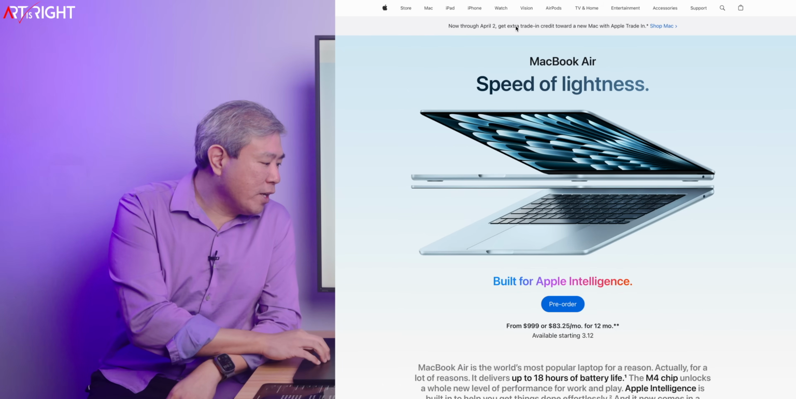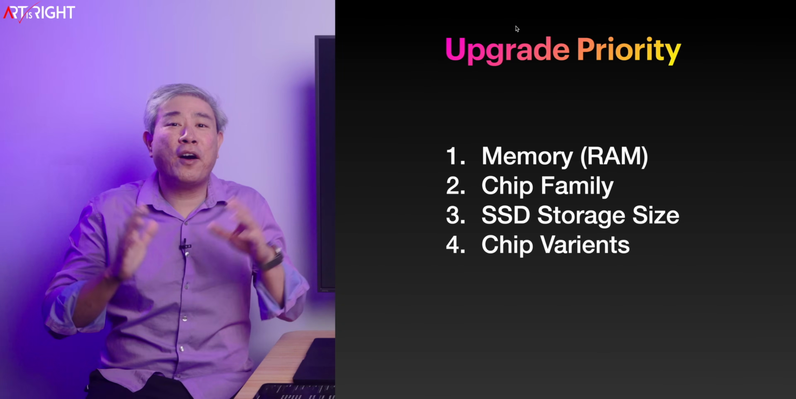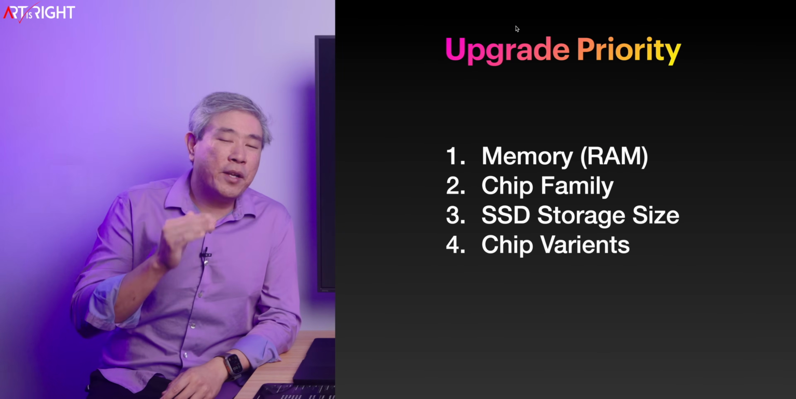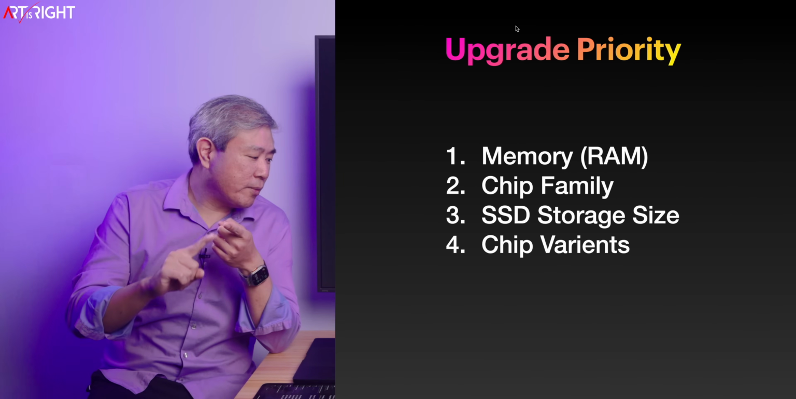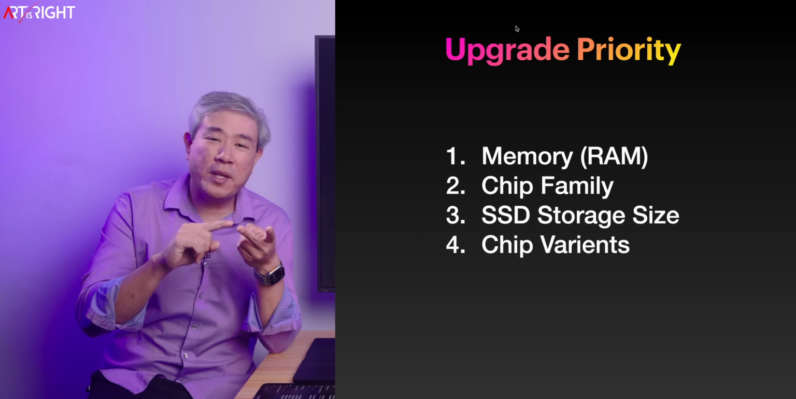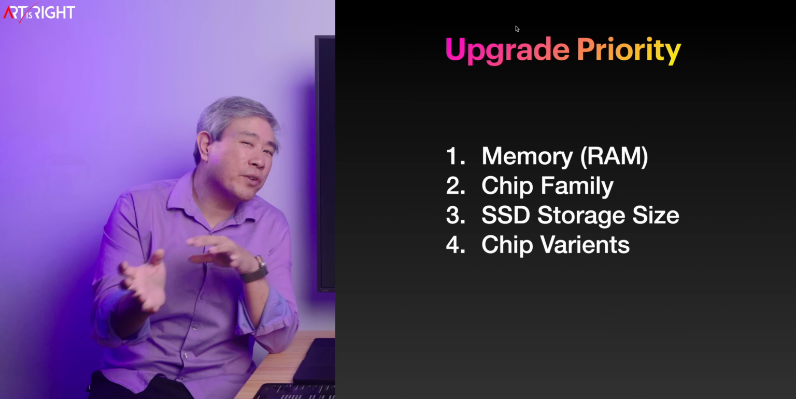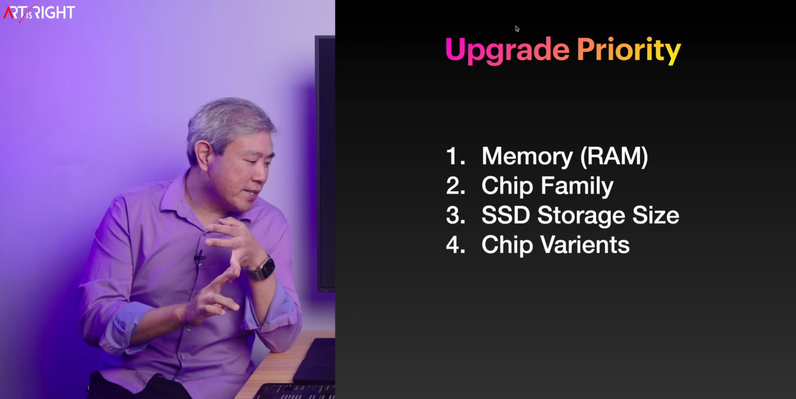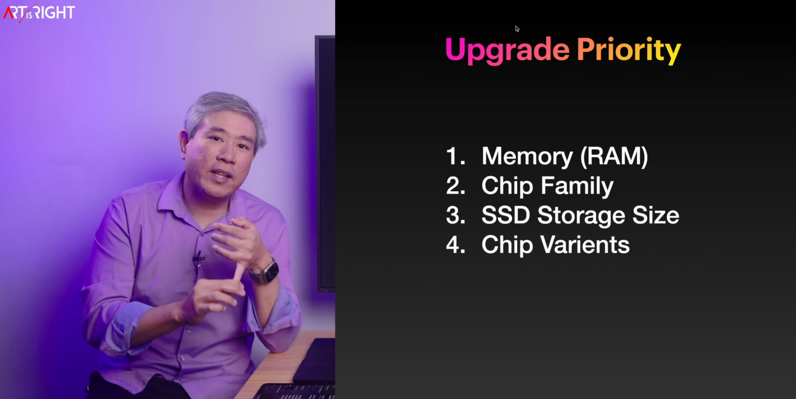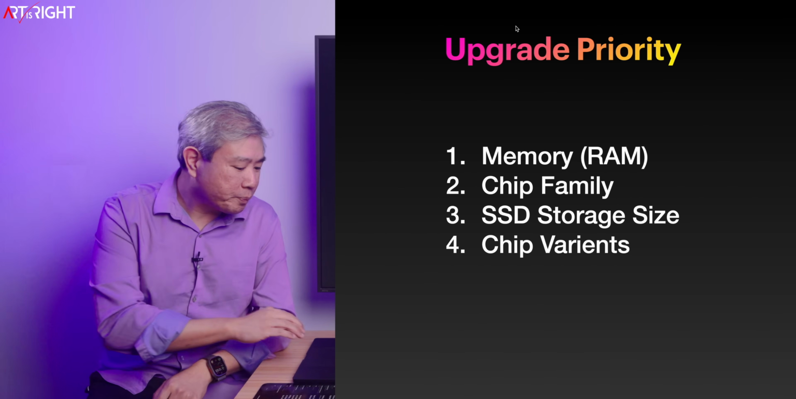Okay, now moving on to upgrade priorities. Now, I always share this in my video. In order for you to get the performance per dollar spent, first, you want to look at the RAM. Secondly, look at the chip family. This would be the regular M4, M4 Pro, M4 Max, or any of the previous generations, it applies the same way. Then look at SSD size and storage. Lastly, look at the chip variation for the machine.